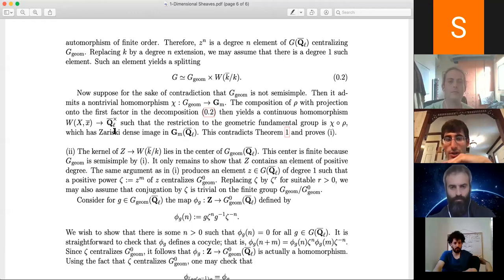But Theorem 1 says that if I have a character like this, then the restriction to the geometric fundamental group has finite image. So this is a contradiction. Cool. Thanks.